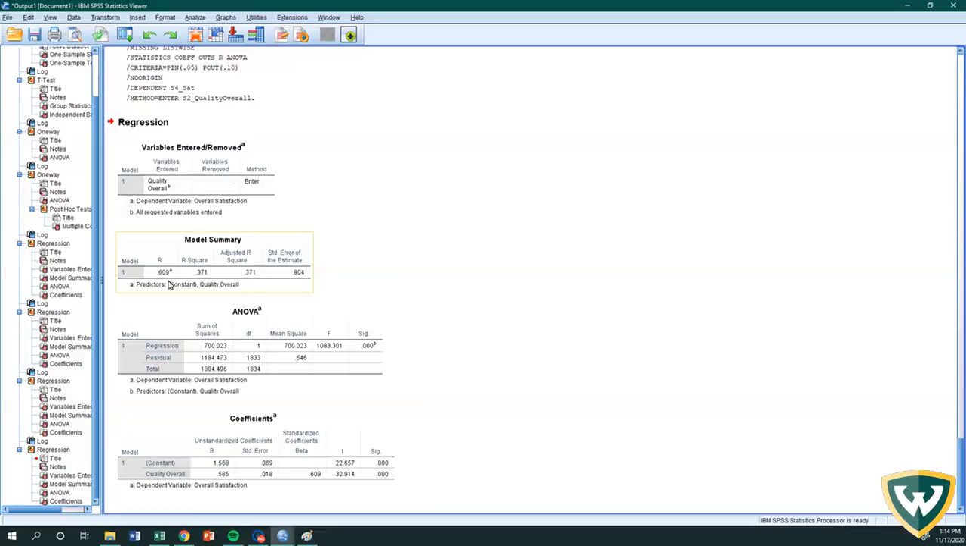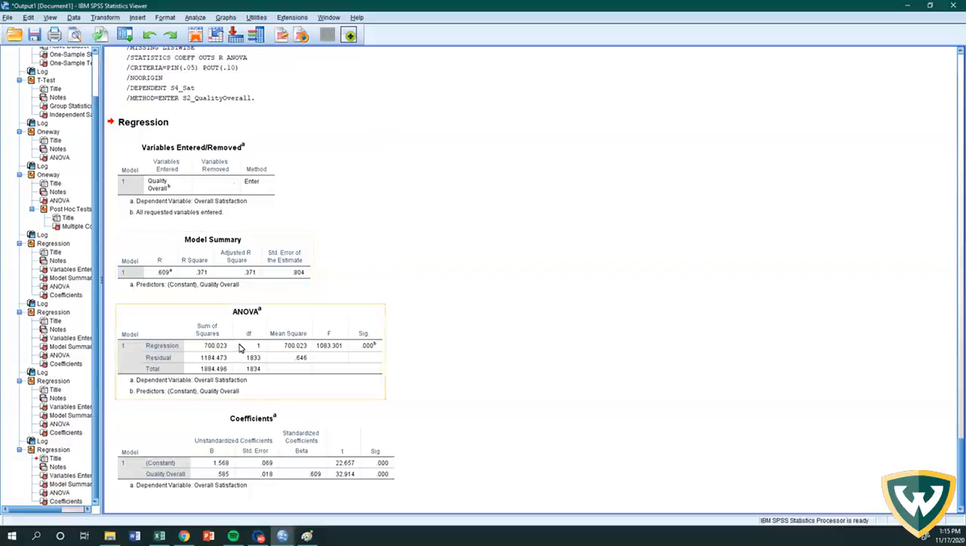R squared is equal to 0.371. And this says that the variation in y, 37% of the variation in y, can be explained by my x variable. So 37% of the variance of overall satisfaction can be explained by quality perceptions of customers in this case.